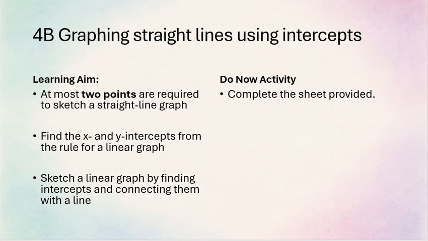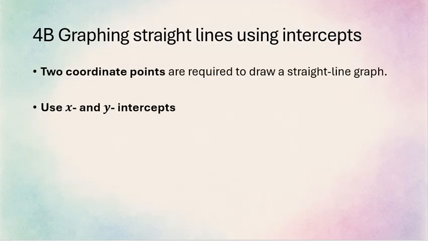4b, okay? The whole point of today is to graph straight lines using intercepts, okay? So hopefully by the end of this lesson, you should know that at most 2 points are required. That's it. Find the x and the y intercepts from the line, and then you need to be able to sketch it, okay? Sketch a linear graph after you find the intercepts. So let's just get into it.